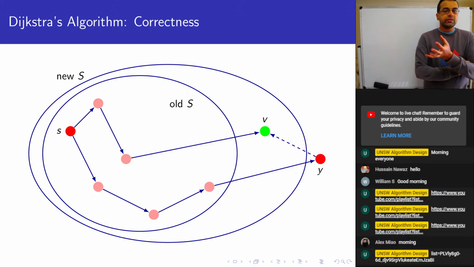So here the old S is before we add V, the new S is after we add V. And you can see that Y is outside of that frontier because it was not the next thing to be added.